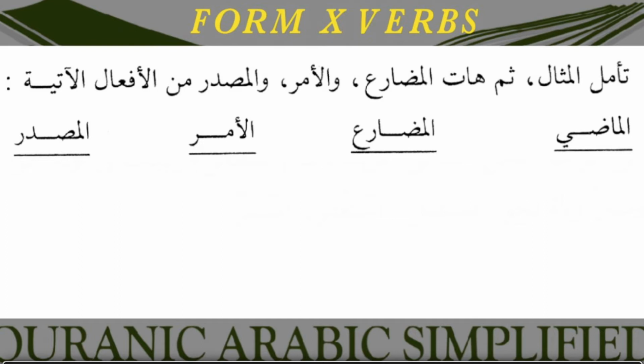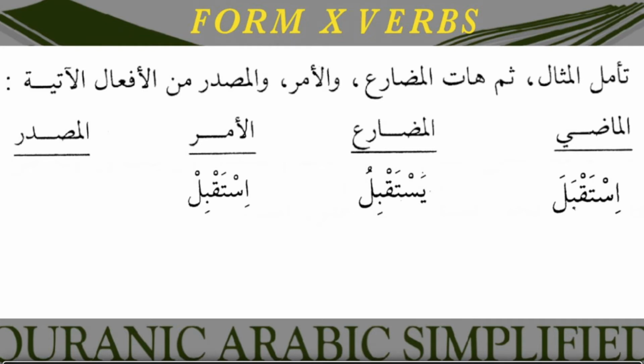So let's go to the first example. Istaqbala. Istaqbala is the one who greets, to greet someone by yourself. Okay, you're seeking to greet someone. Istaqbala. So mudari will be yastaqbilu. Amar will be istaqbil. So we know we'll remove the alamatu mudariya and make it majzoom and it becomes istaqbil. So masdar will be istiqbalun, istif'alun. So that is your masdar, which is a noun.